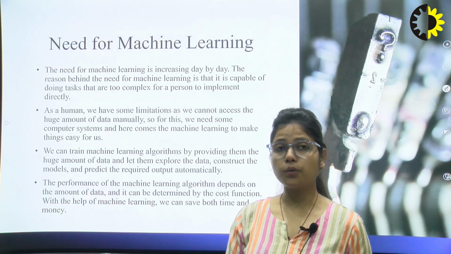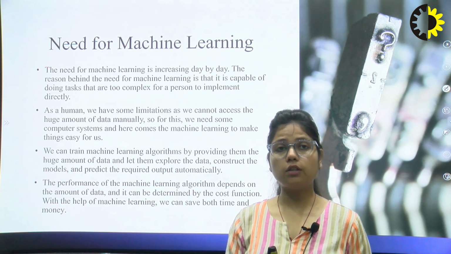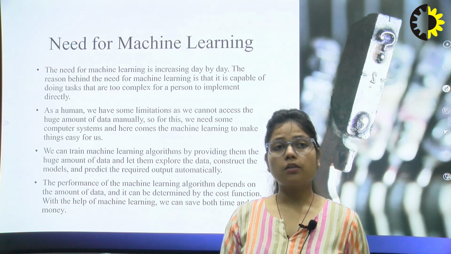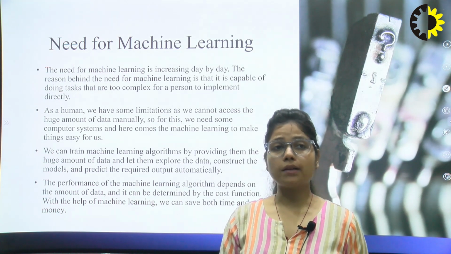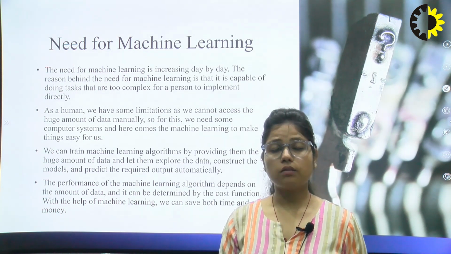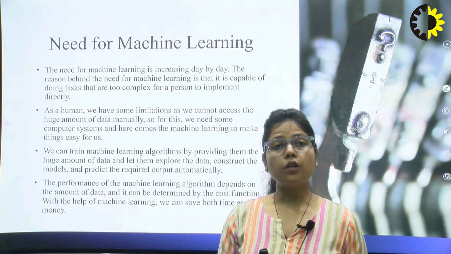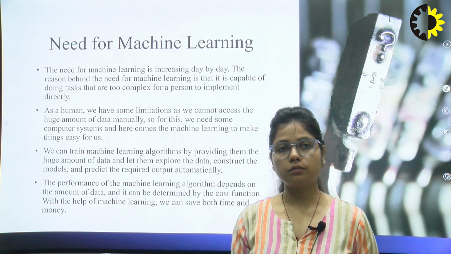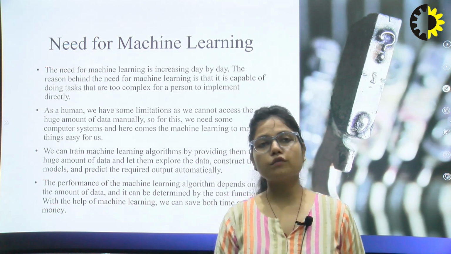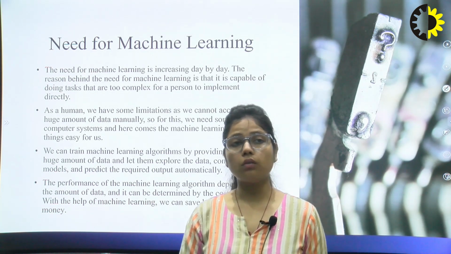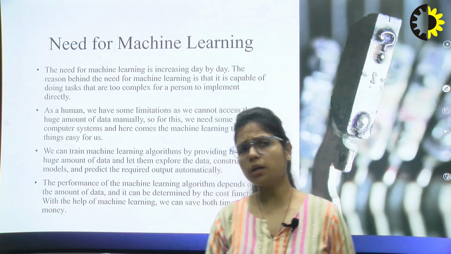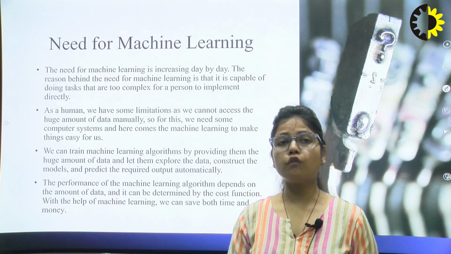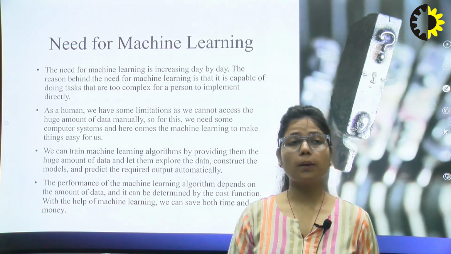We train a machine learning algorithm. First, we give the training data set to machine learning algorithms. They try to find out some patterns and some points, and then they will predict some output, and then we will confirm it. The performance of the machine learning algorithm depends upon the amount of data. It can be determined by the cost function. With the help of machine learning, we can save both money and time.